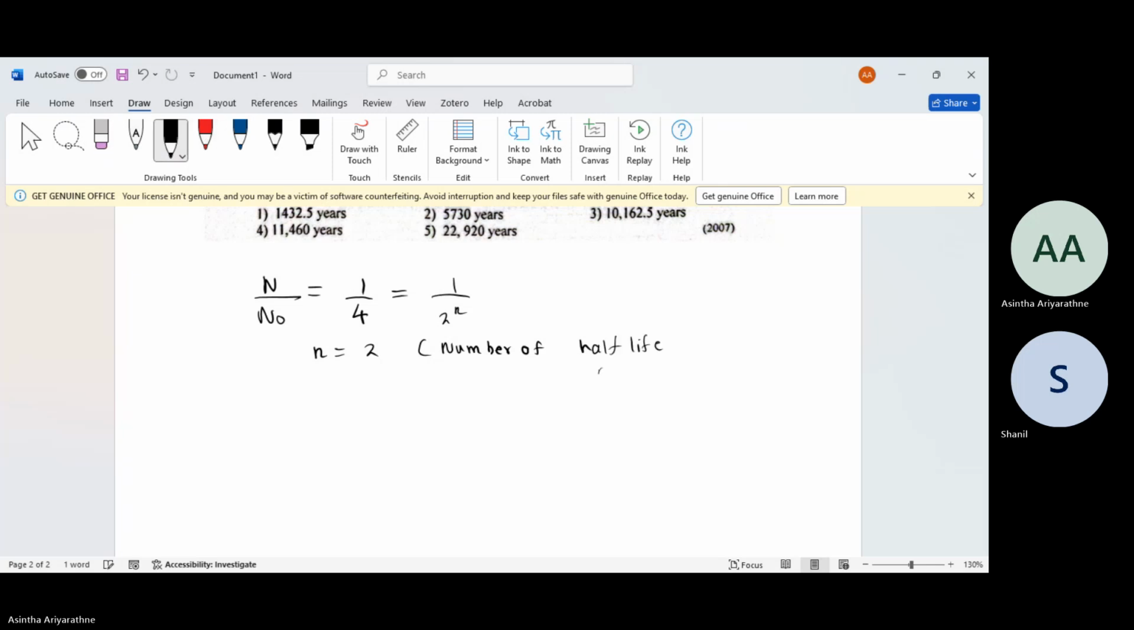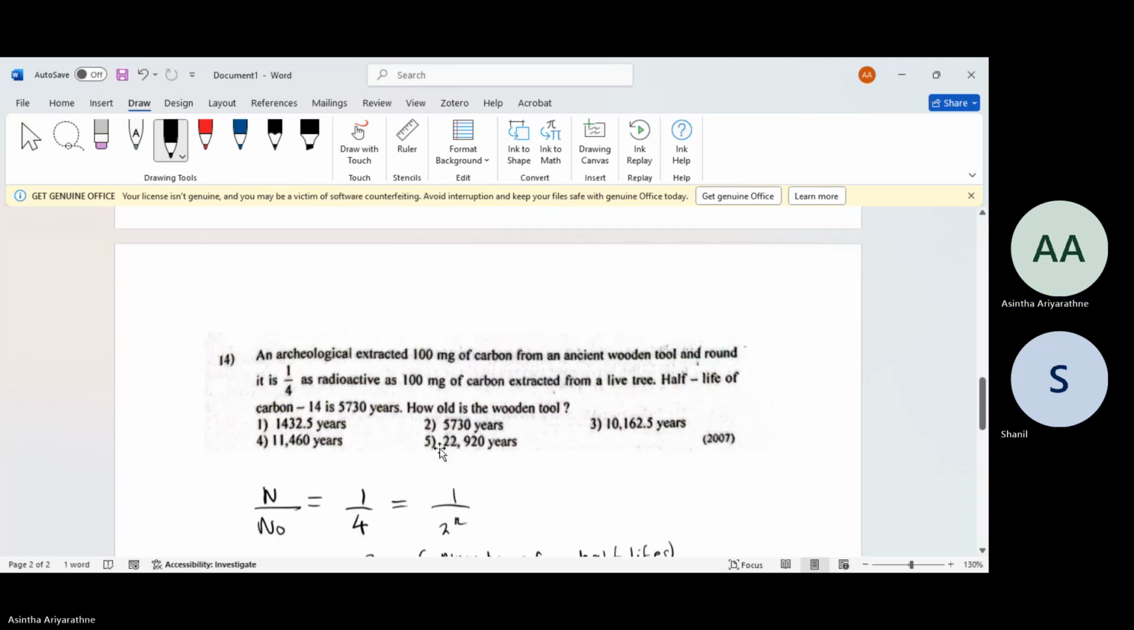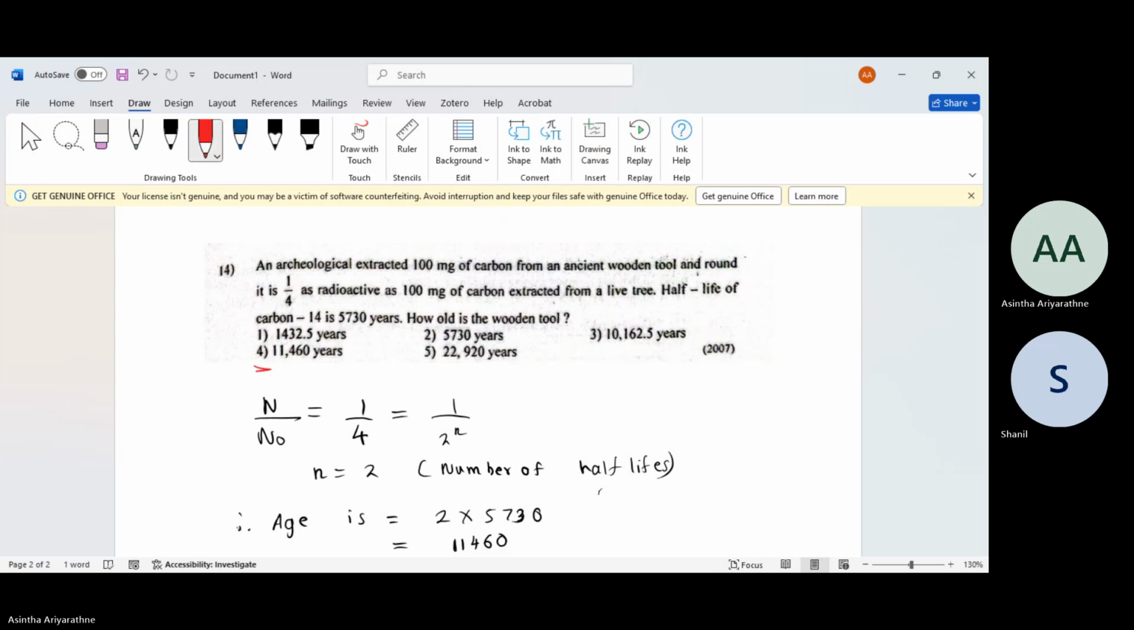Number of half-lives, so the age, hence the age is 2 times 5,730, which is 11,460. Yes. Fourth one.